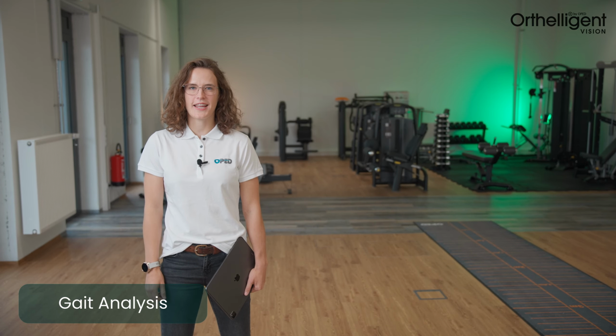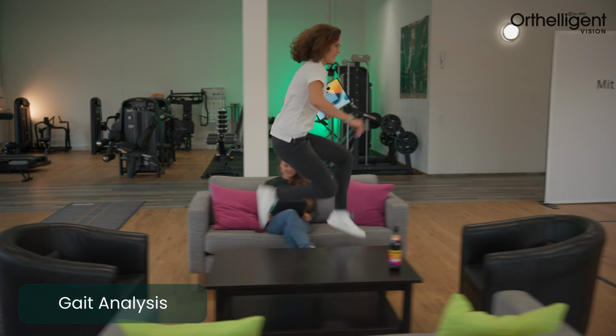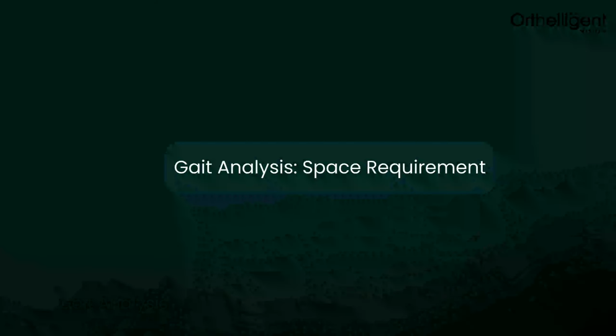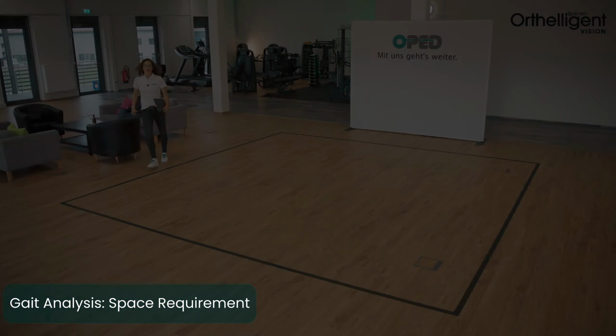Let's start with the gait analysis. In the optimal case, the area is 5 by 5 meters big, so that there's enough space between patient and filmer. The measurement area should be bright and no other person should be visible in the video except the patient. The patient should be able to do 6 steps in each direction. If there's not enough space available, you can also use a treadmill.